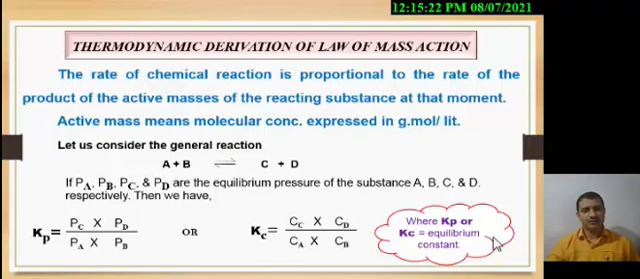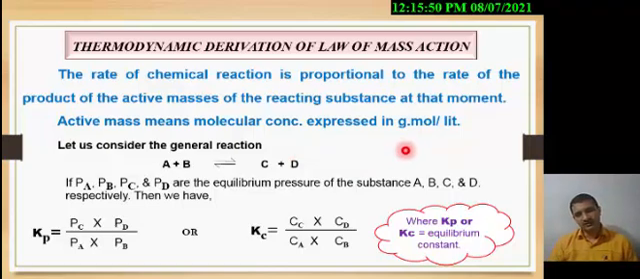All of you are familiar with the law of mass action. The rate of a chemical reaction is proportional to the product of the active masses of the reacting substances at that moment. This is a simple statement of the law of mass action. Now, what is meant by the active mass? The active mass here means the molecular concentration expressed in gram mole per liter.